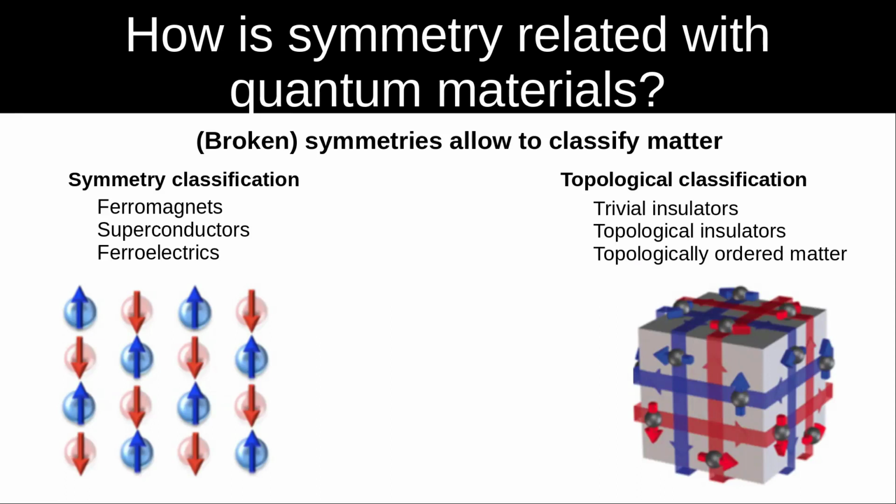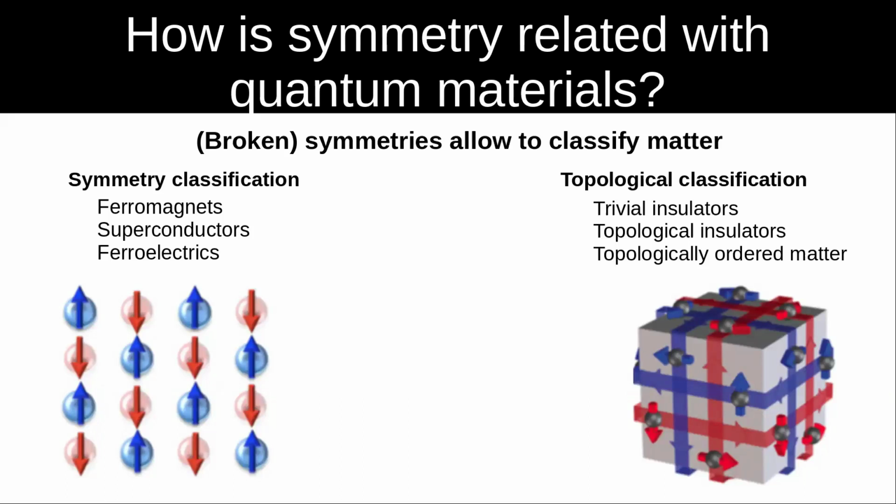Okay, so we've seen that we can classify many states of matter according to which symmetry they break. They break time reversal symmetry, they are magnets; they break inversion symmetry, they are ferroelectric; they break gauge symmetry, they are superconductors. So now the question is, are all states of matter, or all the quantum materials of interest, classified according to the symmetries that they break? And the answer to this question is no. There are some materials that have unique properties that cannot be classified according to the symmetry that they break. And these materials are called topological materials.